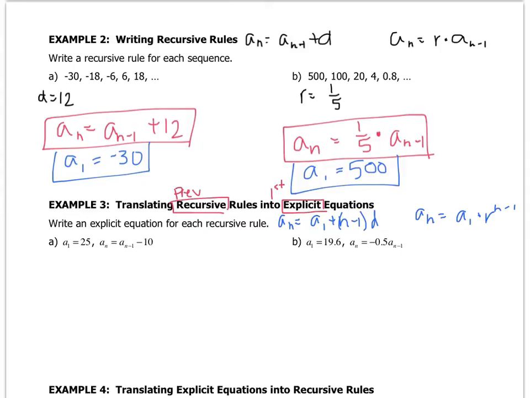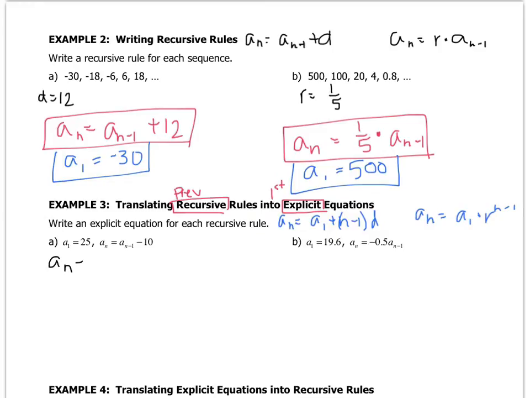So we're going to use our formula. You have to know which one to plug in first, and then we can translate it. So in letter A, the setup looks like an arithmetic sequence because you're subtracting 10. So that would be, for example, the common difference. So I'm going to plug in what I know into the explicit formula.